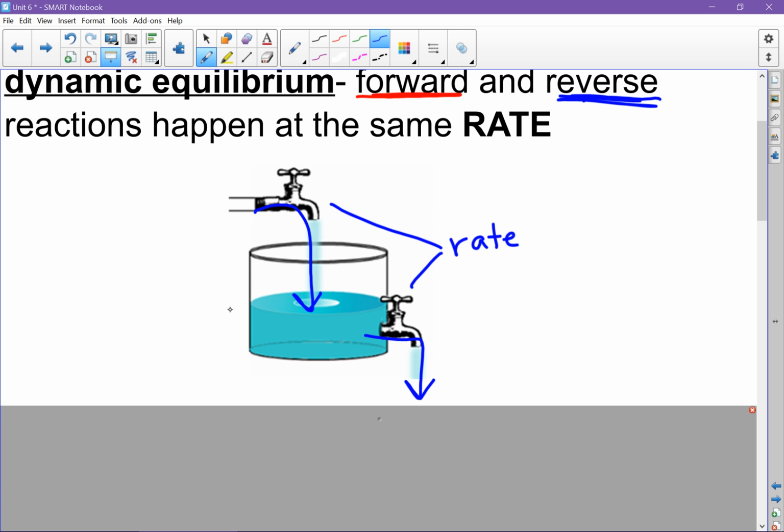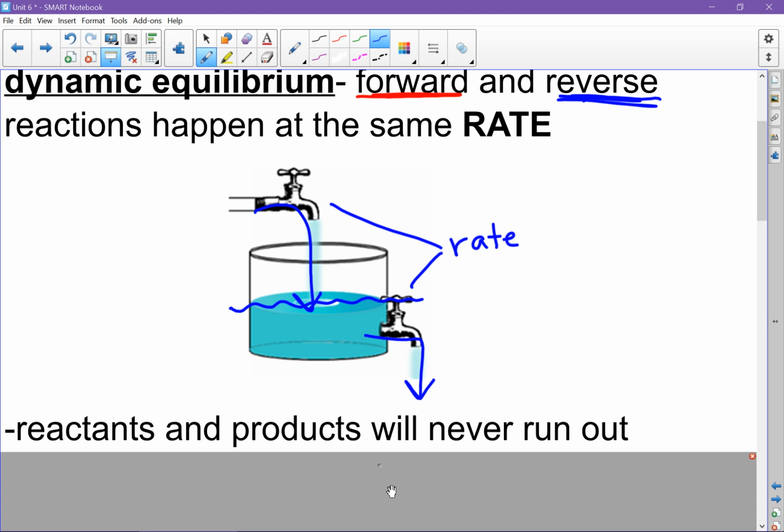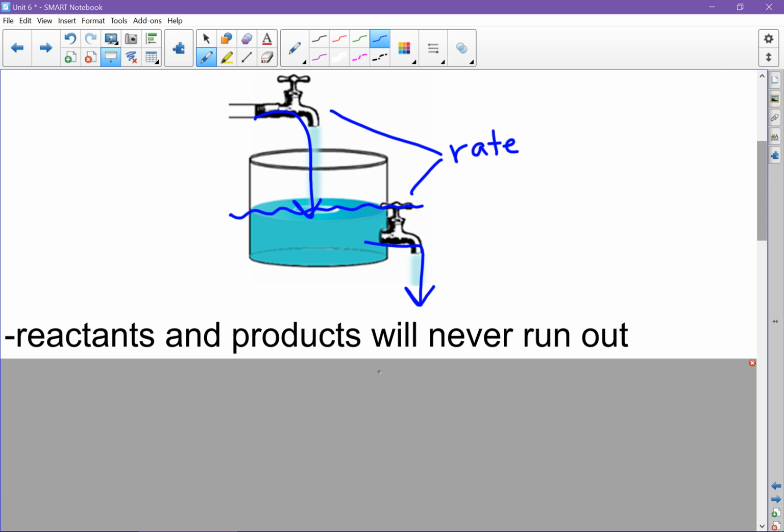What that means is that the level of water in here is actually going to stay the same. I'm not going to get any more or less even though there's lots of water coming in, because there's equal amounts going out. That's what equilibrium means. It's probably going to stay about the same. When you're thinking about this, it means that you're never really going to run out of reactants or products. But there are ways that you can change this a little bit.